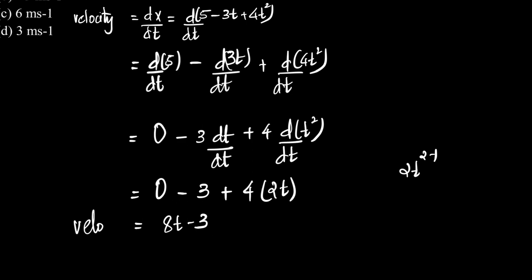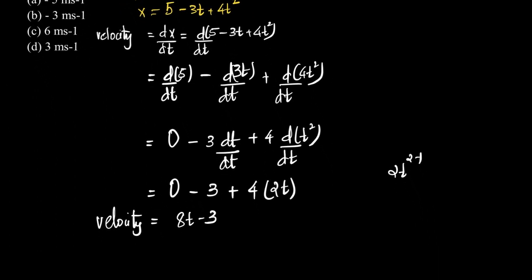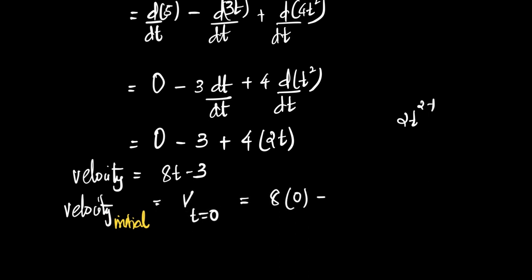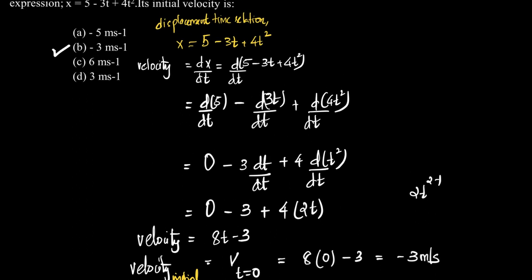So the velocity is given by 8t minus 3. Now, what is the question? Its initial velocity is, right? So the initial velocity would be obtained when velocity is at t is equal to 0, which means we'll get it as 8 into 0 minus 3, which is equal to minus 3 meter per second. Thus, the correct answer would be option B, minus 3 meter per second.